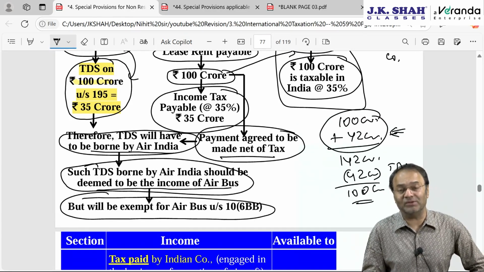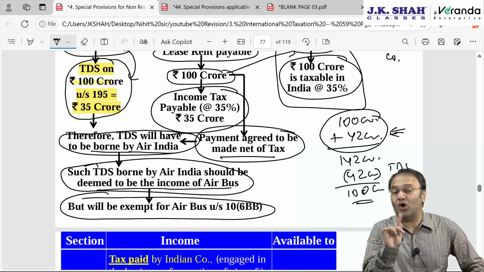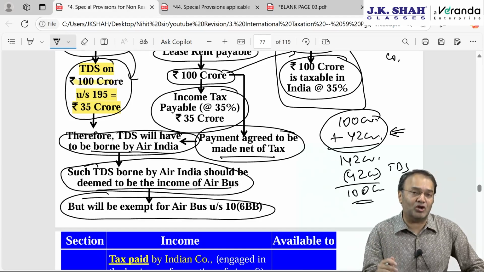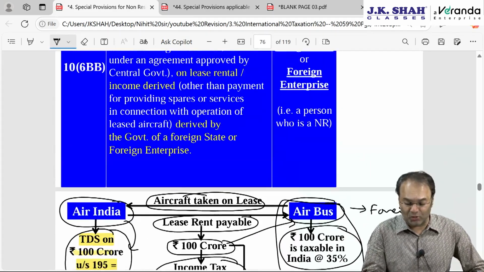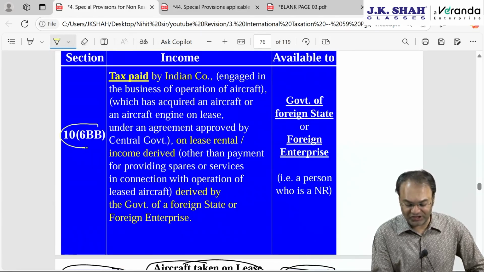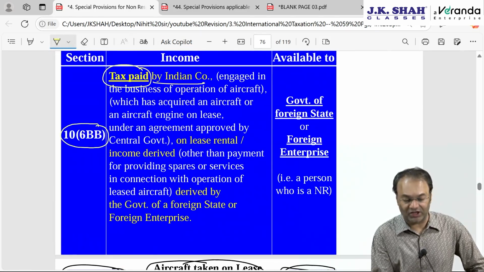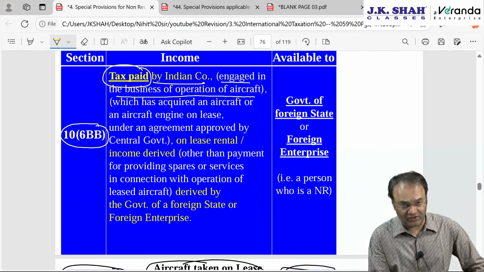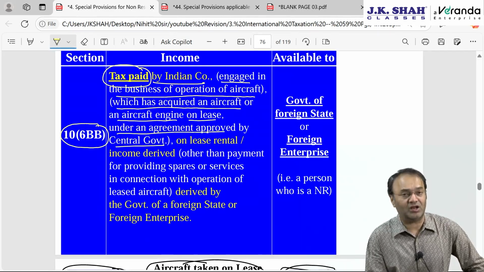What will be exempt is not 100 crore. 100 crore is taxable, lease rent. What is exempt is the tax on that 100 crore which is borne by Air India, which is borne by the payer. So understand the language very carefully. It says 10(6BB), tax paid by an Indian company, tax paid by Air India, which is engaged in the business of operating aircraft, which has acquired such aircraft or aircraft engine on lease under an agreement approved by the central government. That is okay. It has taken aircraft on lease or aircraft engine on lease.